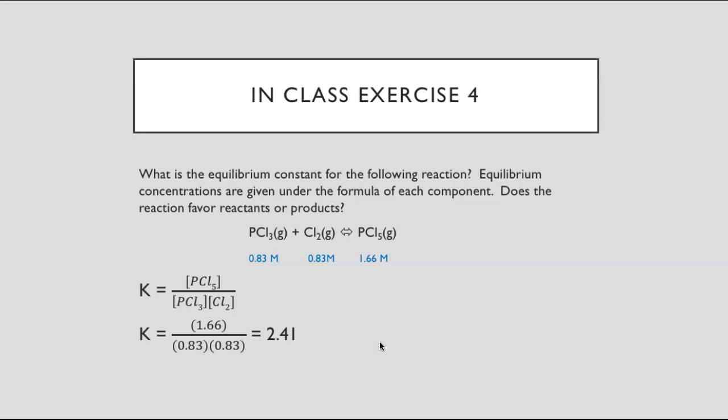2.41 is greater than 1, so we say that this favors the products. That means the number on the top was bigger than the number on the bottom. So at equilibrium, you had more products than you did reactants.